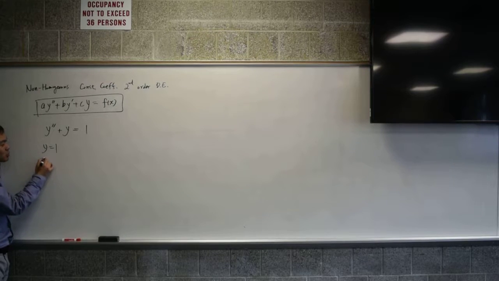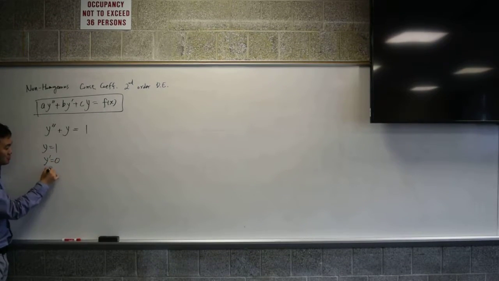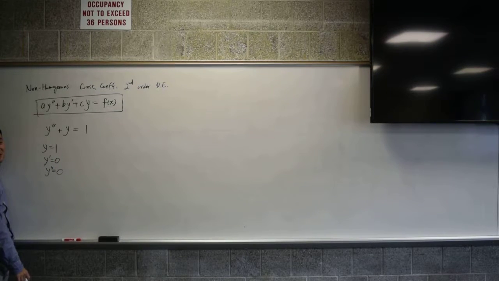Because if y is 1, what's y prime? 0. What's y double prime? 0. So this is 0, that's 1. 0 plus 1 is 1, so it works. Right. Okay, good? So y equals 1 is the solution.